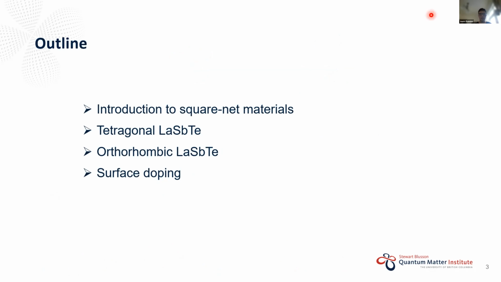As an outline, I'll first give a short introduction into square-net materials so that we all have the same starting ground to understand when we look into the actual materials, which are a tetragonal phase of lanthanum antimony telluride, as well as an orthorhombic phase. And then lastly, I'm going to be talking about surface doping and how we can convert these phases in situ.